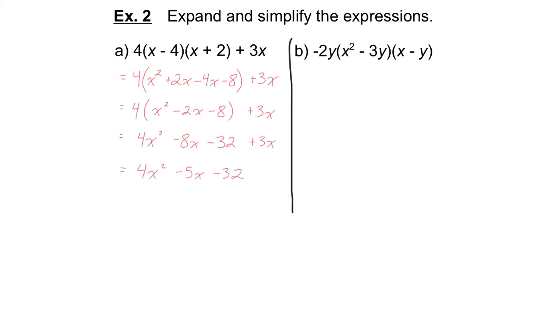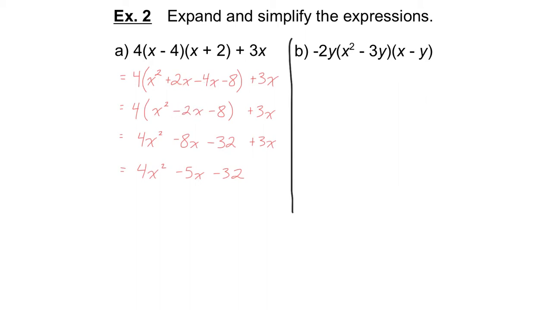Here I've done the first one. I went ahead and I multiplied the two brackets together first. So x times x is x squared, x times 2 is 2x, minus 4 times x is minus 4x, minus 4 times 2 is minus 8. Then I noticed I had like terms in the middle. 2x minus 4x is minus 2x.